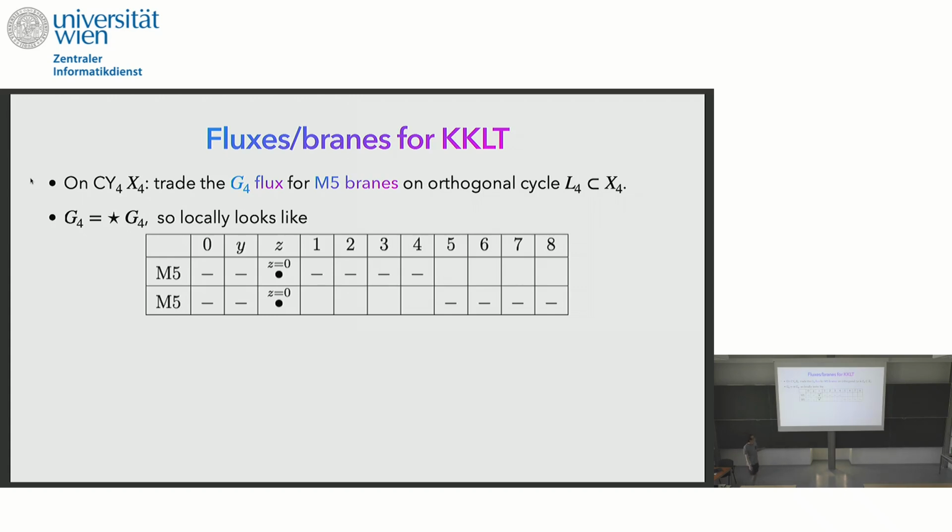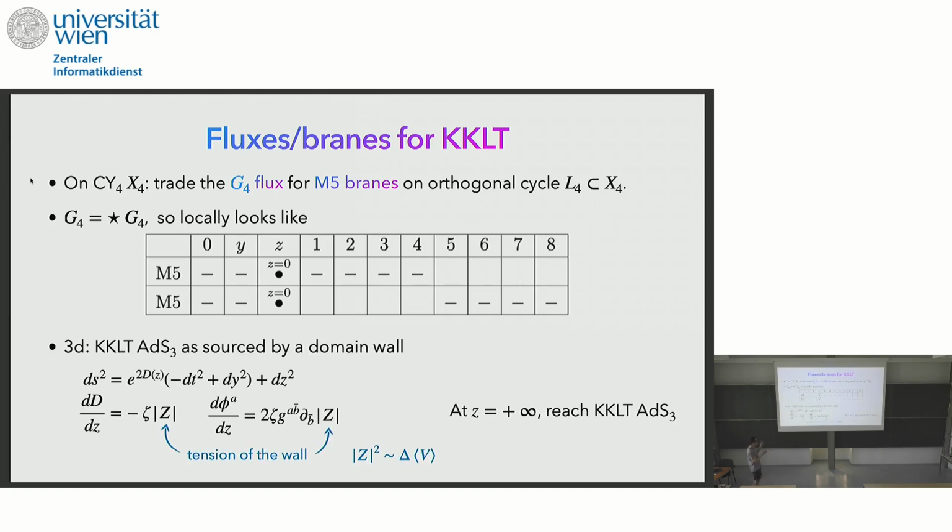Yeah, probably not. Right. And what they did is that they trade the G4 flux for M5 branes on orthogonal cycles. Because you have a self-dual condition, locally what you see is something like that. So you would have a self-intersecting M5 brane in the Calabi-Yau directions, and at z equals 0, this would form a domain wall.